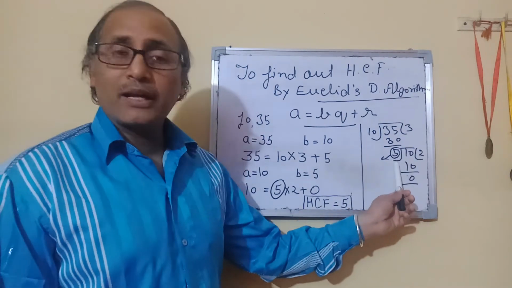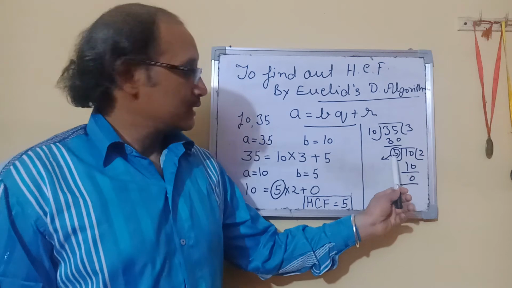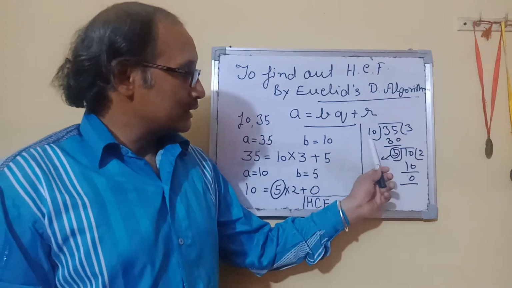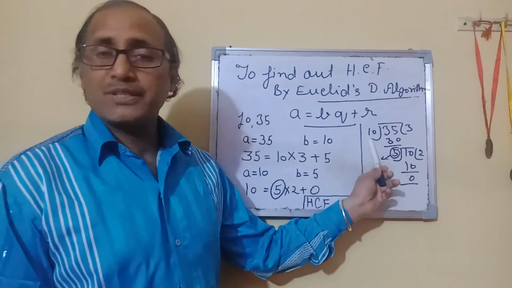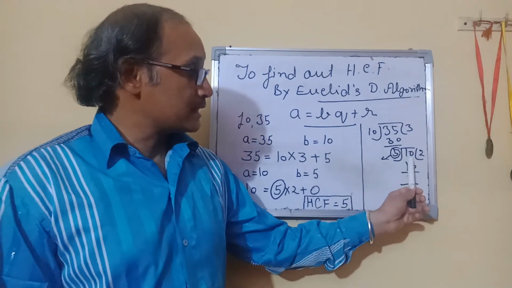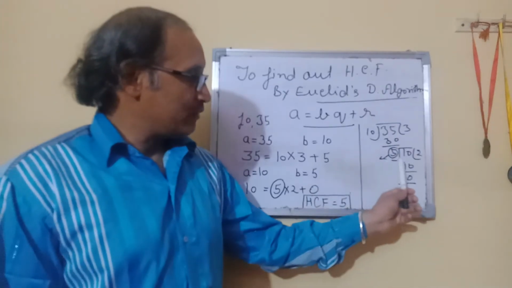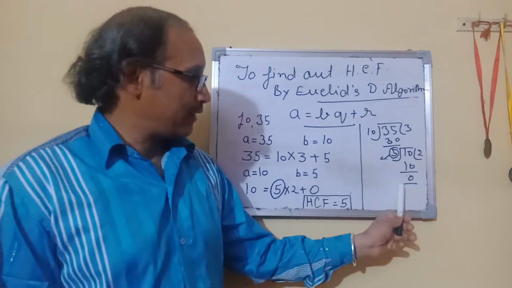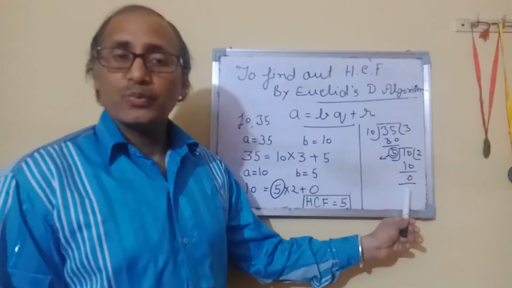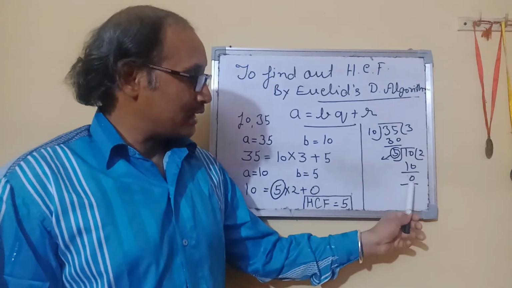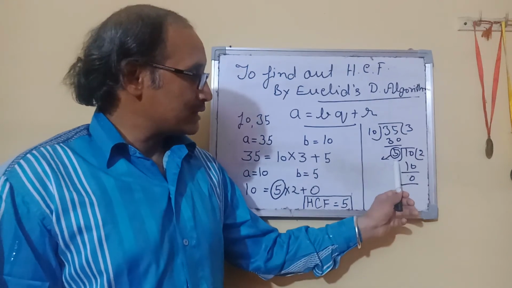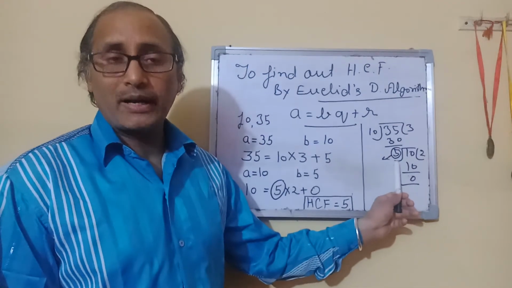Now the remainder works just like the divisor, and the divisor of the first step should be taken as the dividend. Again we do the same process and we have the remainder 0. So when we have the remainder 0, the divisor 5 is the required HCF.